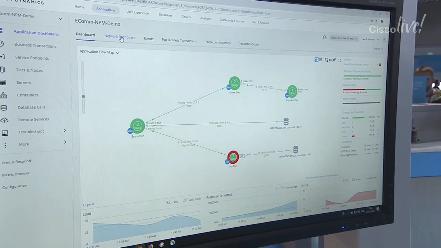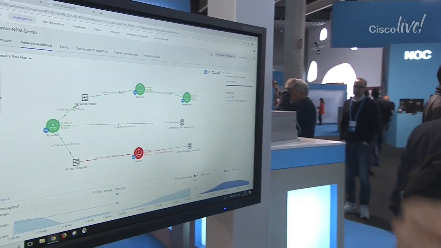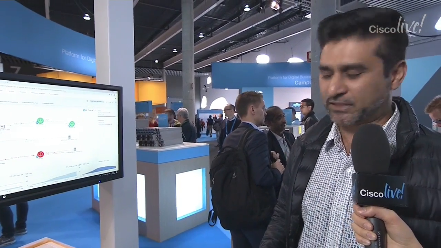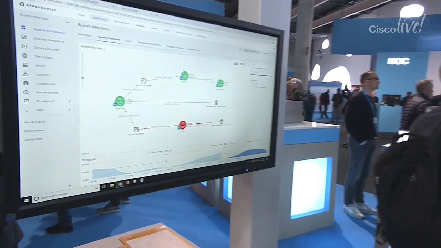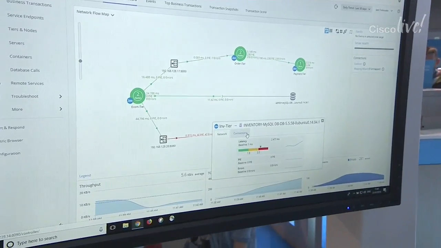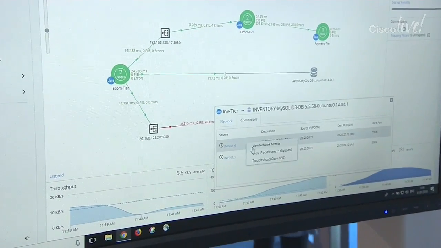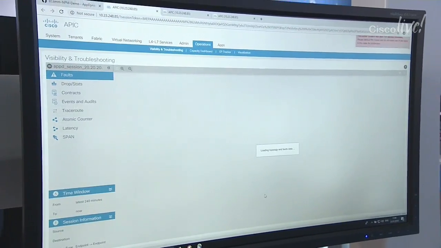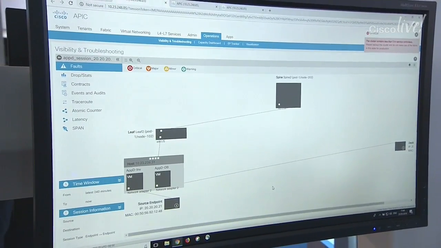Now you can go over to the network dashboard to figure out whether the network is impacting the application. You can see that the network tier over here has also gone red, which means that there is something happening on the networking side which is actually impacting the application. So with this integration, what you can do is you can click on this. You can go to one of these connections, and you can directly drill into the ACI world, looking at the hop-to-hop connectivity between those applications, and you can narrow down where exactly that network impact is impacting the application world.